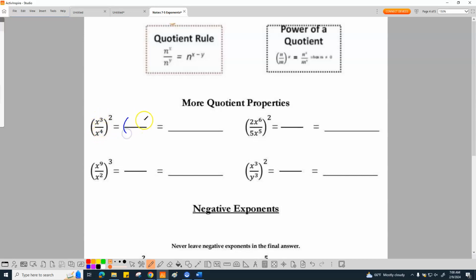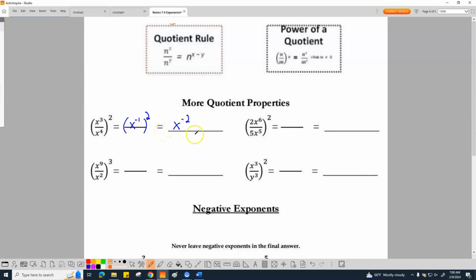The first step that ends up taking place is 3 minus 4, which is actually negative 1. So we end up with x to the negative 1 inside our parentheses, and there's nothing on the bottom because it moves up to the top. But we still have to square it. Now you end up doing negative 1 times 2, and negative 1 times 2 is x to the negative 2. That's what you end up with over here.